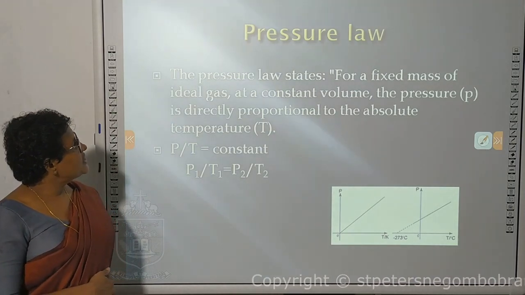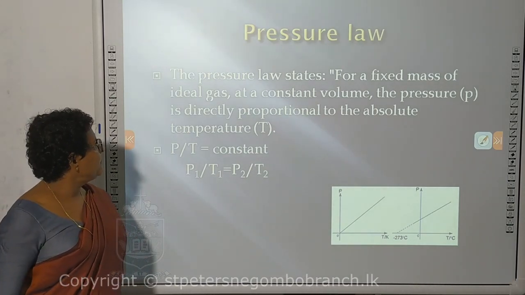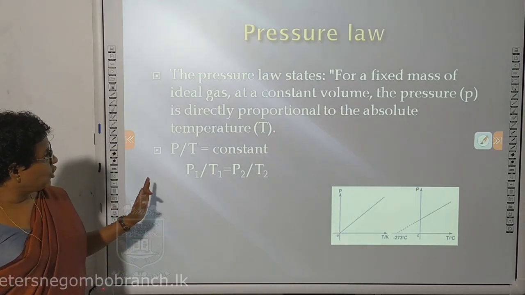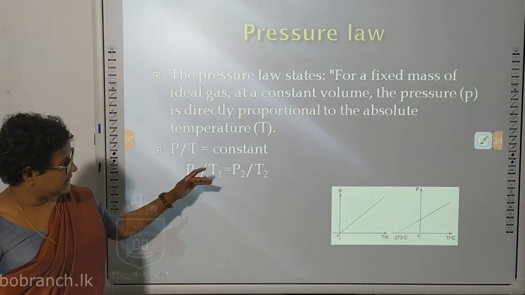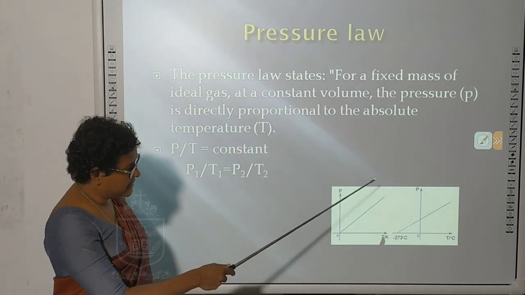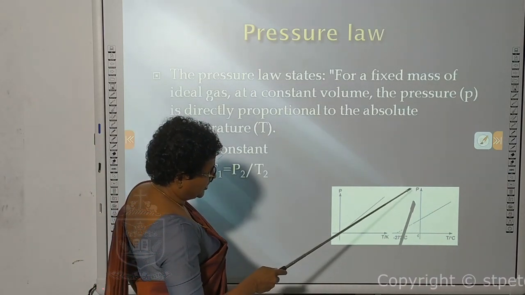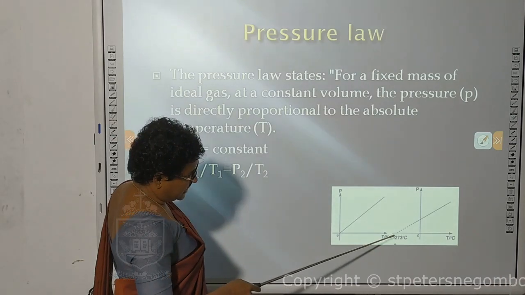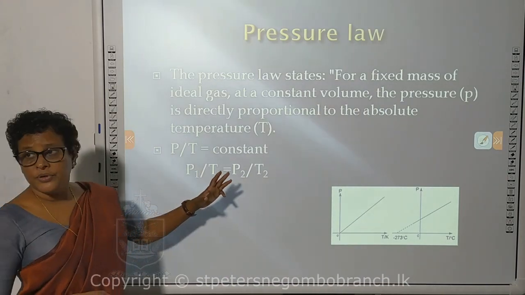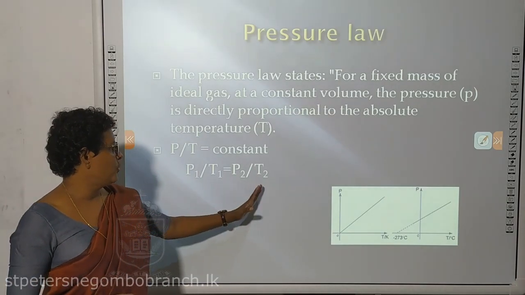Here, the pressure law states that for a fixed mass of ideal gas at constant volume, the pressure P is directly proportional to the absolute temperature T. Okay, now P over T is constant. So if you draw P against the Kelvin temperature, you will get a linear graph going through 0, 0. If you draw the graph of pressure with temperature in Celsius, you will get a graph like this. This will cut the x-axis at minus 273 degrees Celsius. Okay, if you take two instances, P1 over T1 equals P2 over T2.